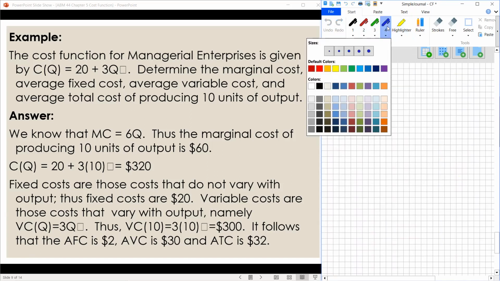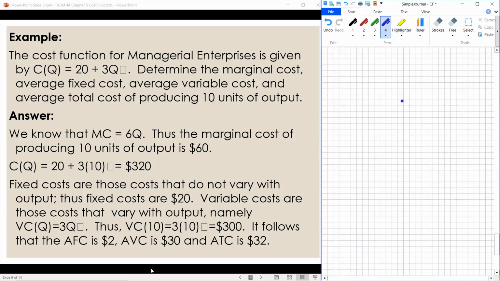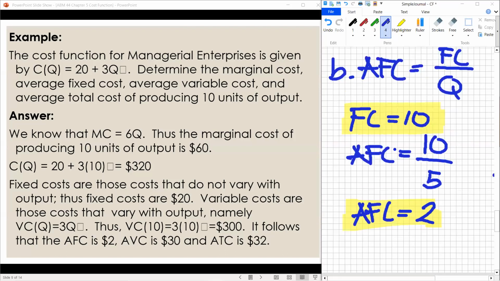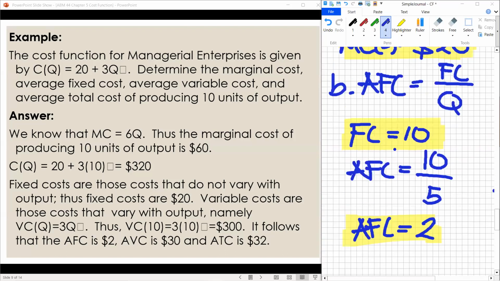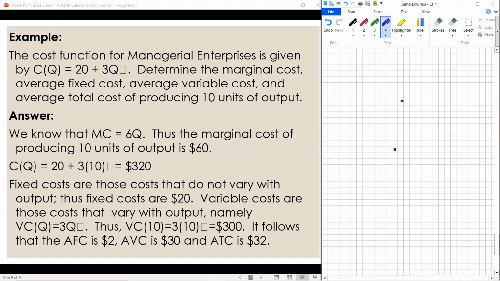Okay, so that is for average fixed cost. Now we'll continue to solve for the average variable cost. So that is letter C, average variable cost. So that is denoted by this formula: variable cost over quantity. So that's it. But first we need to look for variable cost.